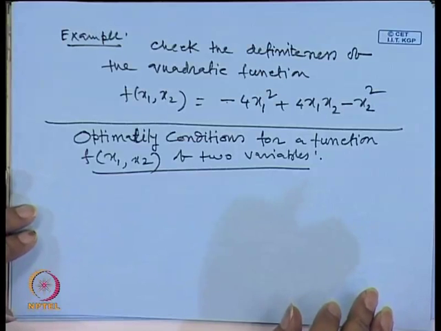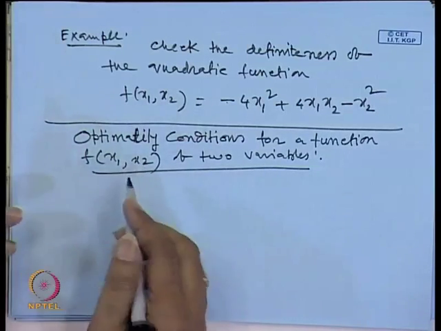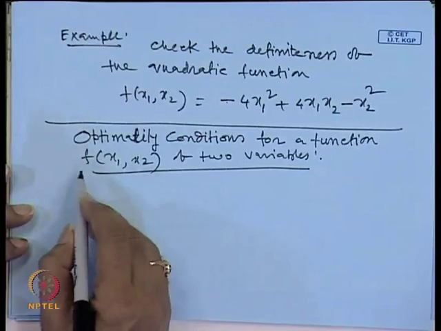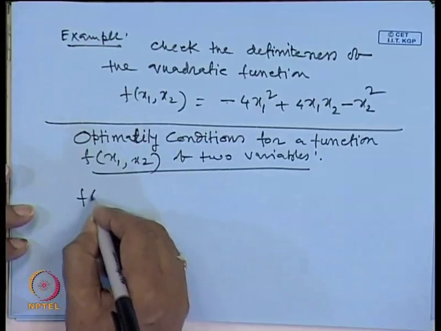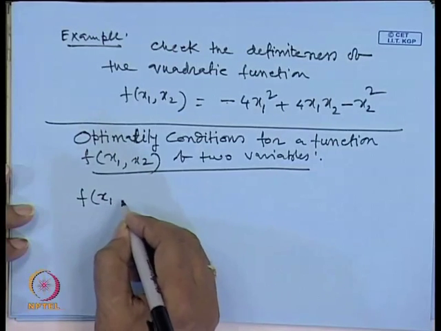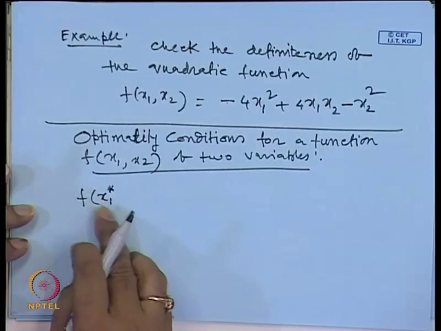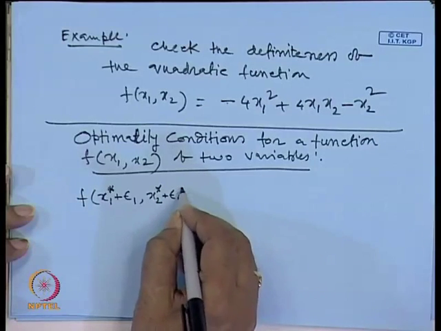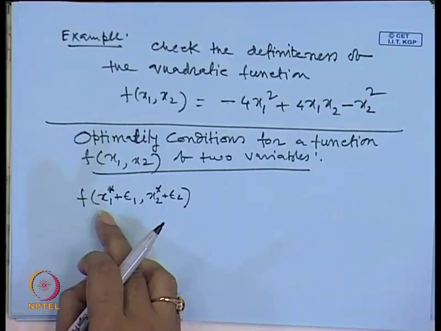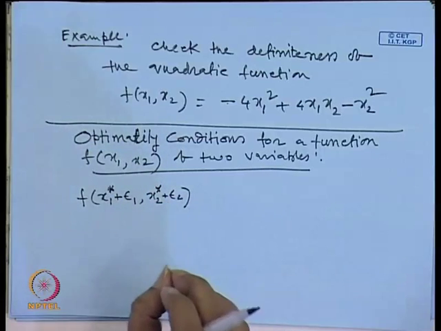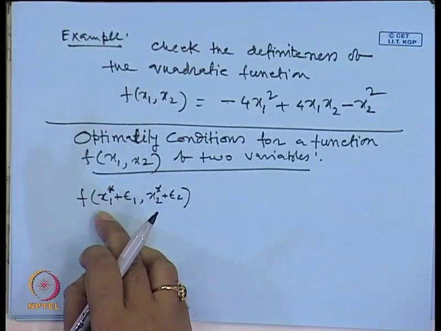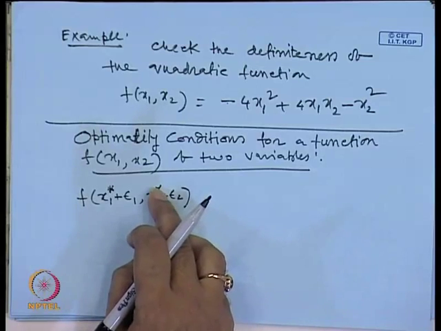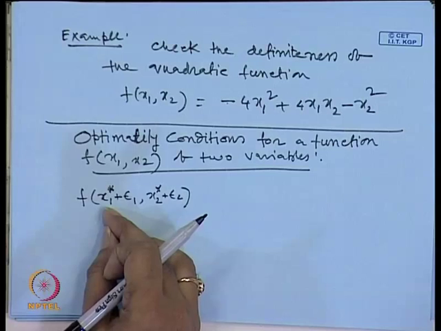So, let us consider we have the function. This optimality condition can be obtained by using the Taylor series expansion of the function f, which is a function of x 1 and x 2. We have the point x 1 star, and around this x 1 star plus epsilon 1, x 2 star plus epsilon 2. Let us assume that x 1 star and x 2 star are the optimal point. That means, when x 1 is x 1 star and x 2 is x 2 star, we get the optimum value of the function of two variables, either minimum or maximum. Then around this, we give perturbations from x 1 star and x 2 star.